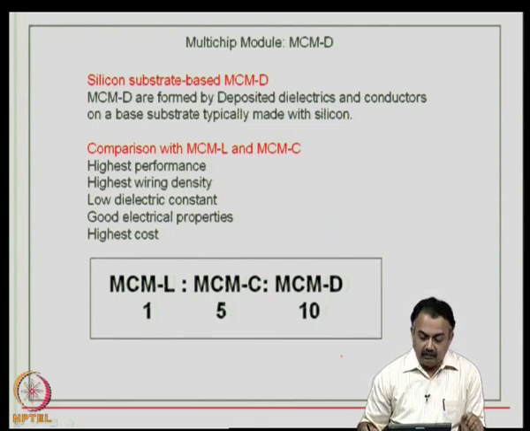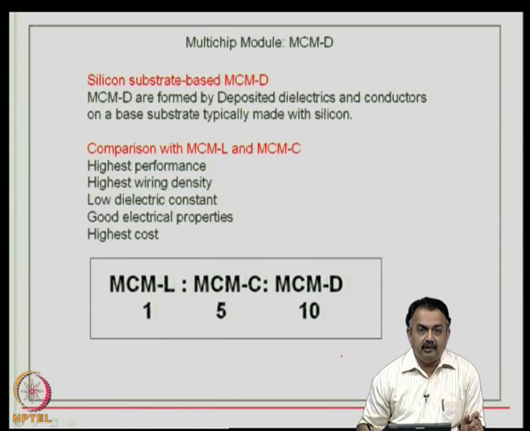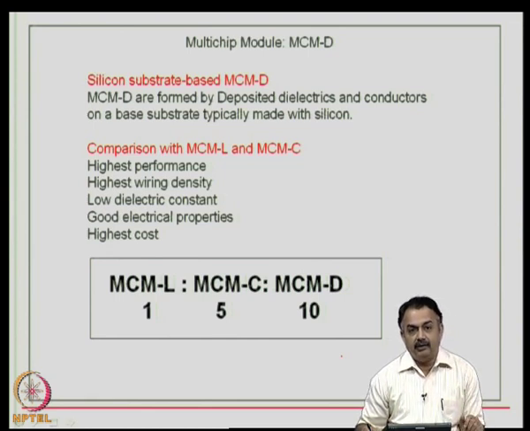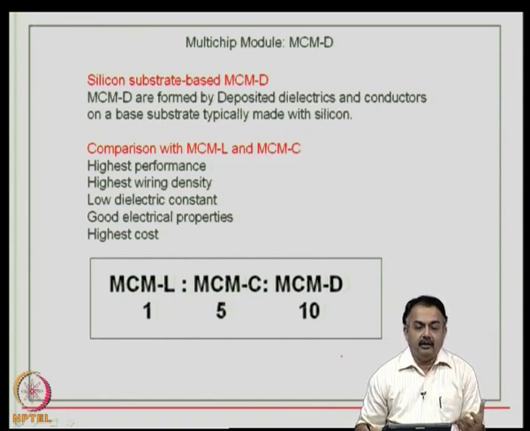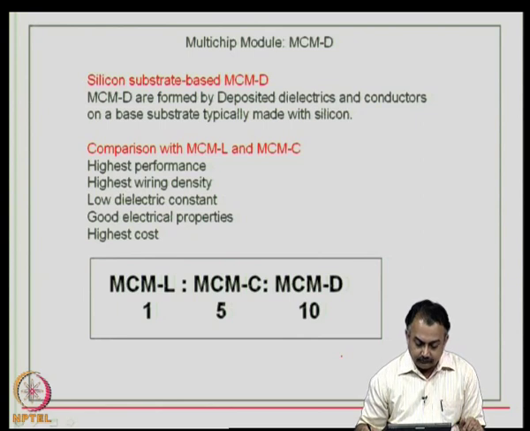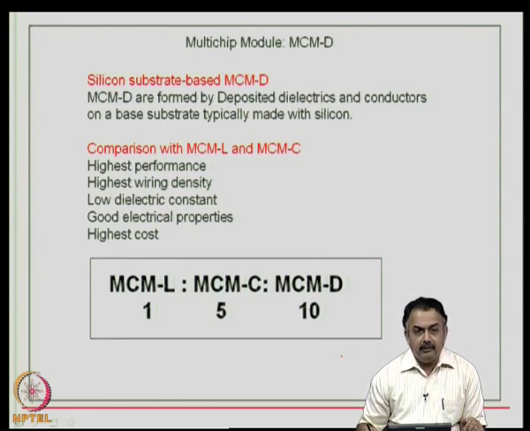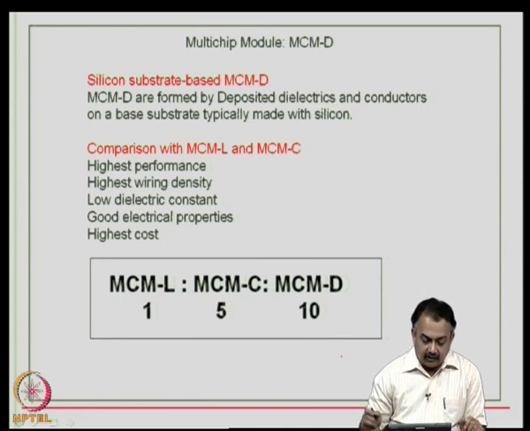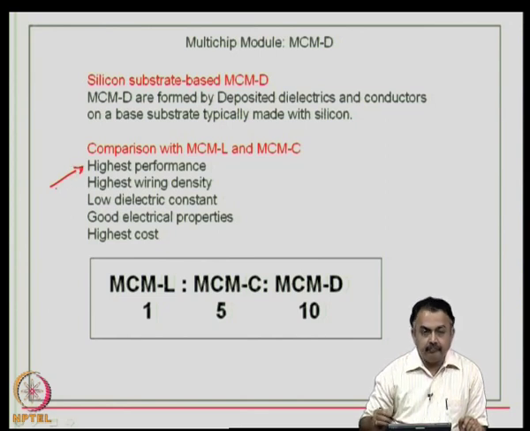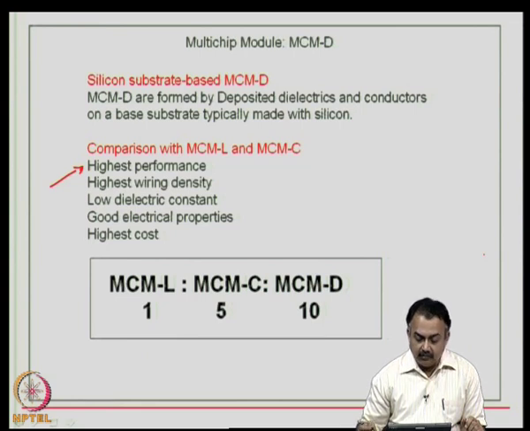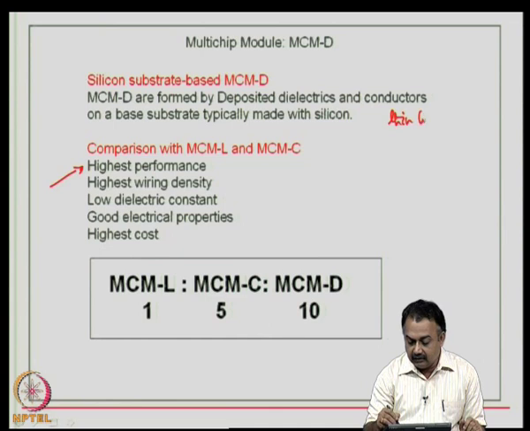Now, if you look at MCMD, D stands for deposited thin film. The fabrication is similar to the silicon substrate based process, and these are formed by depositing dielectric materials and conductors on a base substrate typically made with silicon. So, it is something like using a wafer fabrication process, but on a slightly macro scale because it is a package substrate. Compared with MCML and MCMC, this has got the highest performance because of superior material properties, both the dielectrics and the conductors, and also because you are able to work with thin lines and lower thicknesses, whether it is a dielectric material or the conductor.